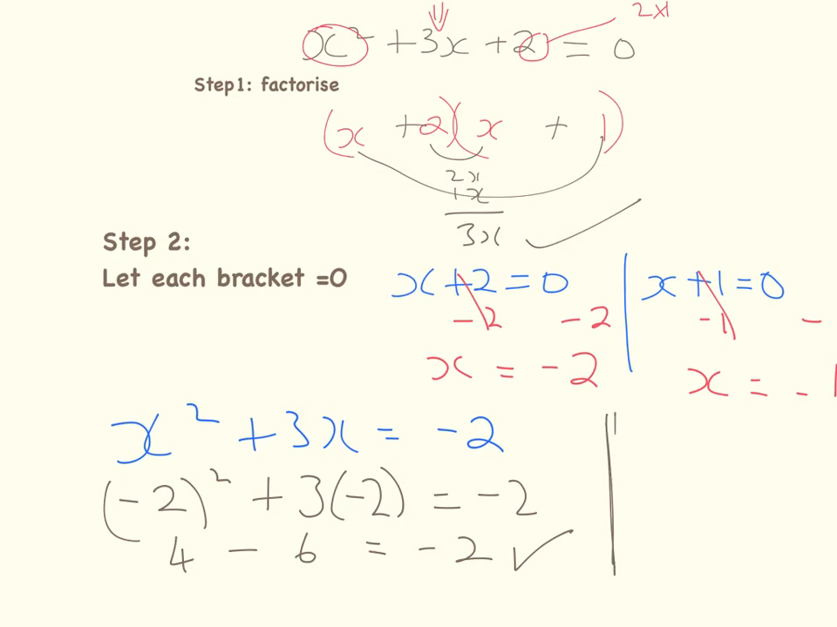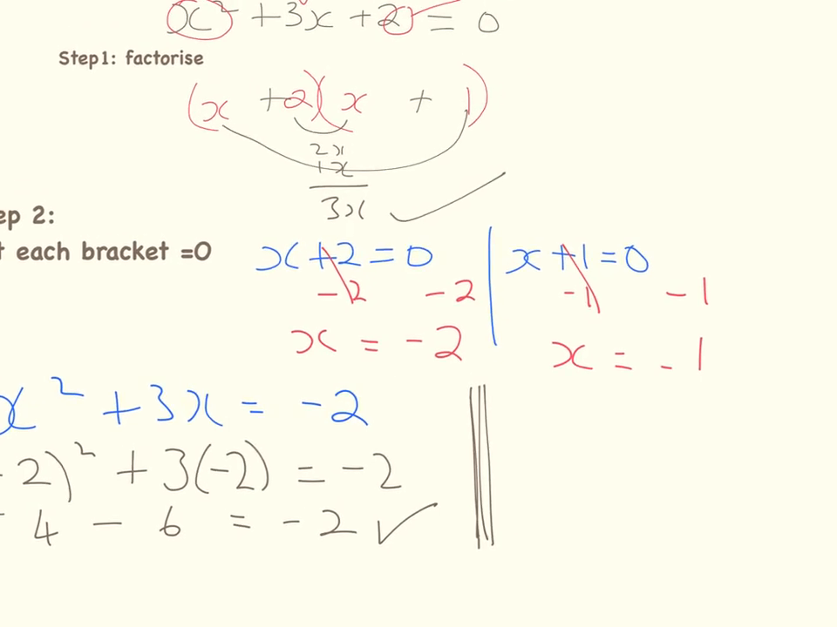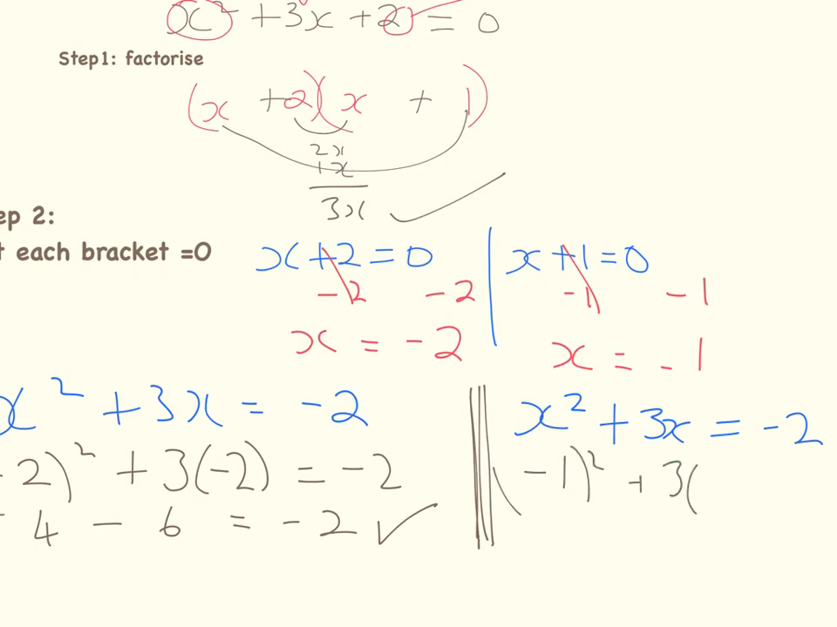And again, I can just check the same with this one here. On this question, I was saying that x is equal to minus 1. So again, my original equation was x squared plus 3x equals minus 2. So if x is minus 1, it'll be minus 1 to be squared plus 3 times minus 1 is equal to minus 2. And minus 1 to be squared gives me 1, minus 3, which does equal minus 2. So that is, of course, true as well.